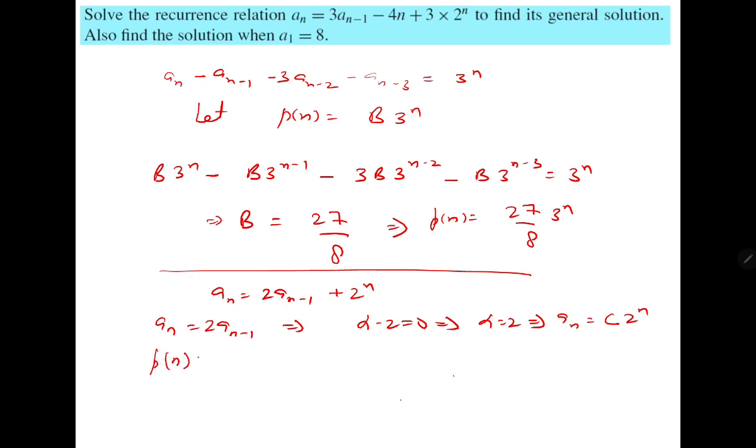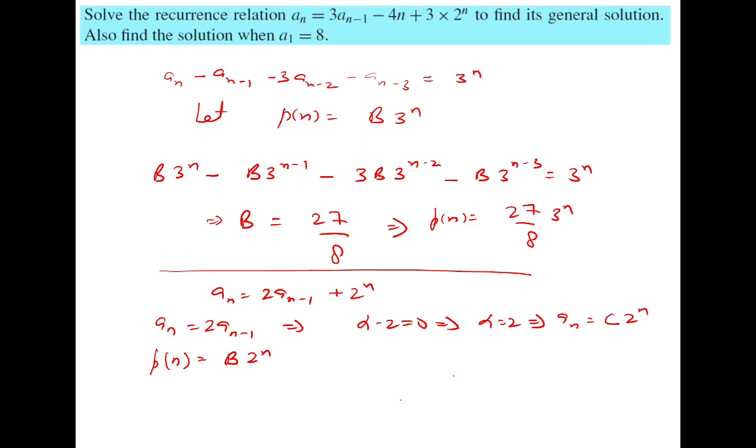Now if you take the particular solution as some constant multiple of 2 raised to the power n, then you can see that this p of n would be the same as it is a part of the homogeneous recurrence relation. So if the root of the characteristic equation for the homogeneous part is the same, so for example the root is 3 and in the non-homogeneous part you have 3 raised to the power n, then your p of n would become part of the general solution of the homogeneous part.